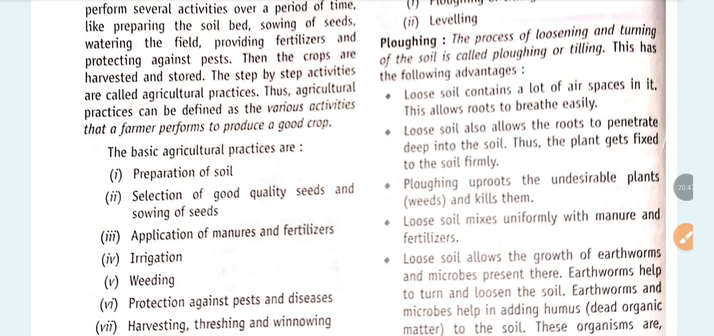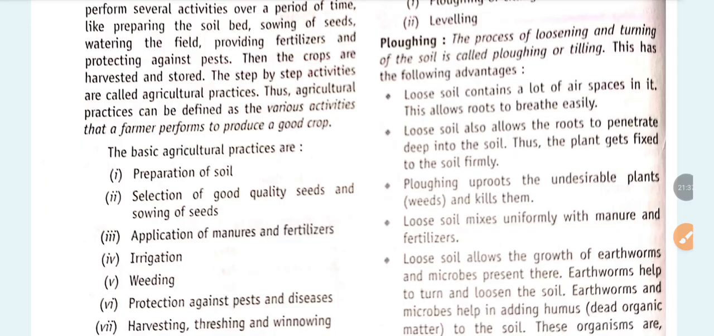The roots of the baby plant are very soft and they cannot get through hard soil. That's why the farmers loosen the soil to create air spaces, and this allows the roots to spread easily and breathe easily. Loose soil also allows roots to penetrate deep into the soil. Thus, the plants get fixed into the soil firmly, so that if the wind blows very fast, like a storm, the plant will not get detached from the soil.